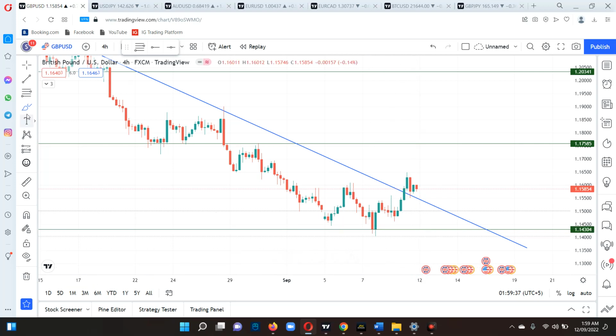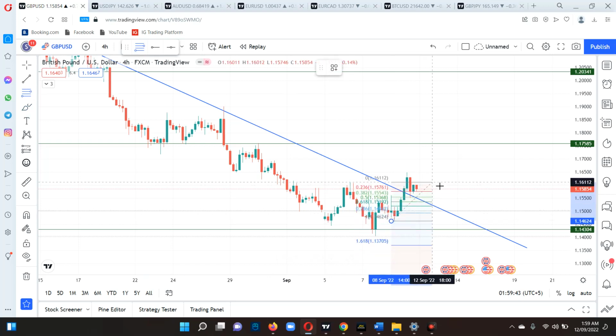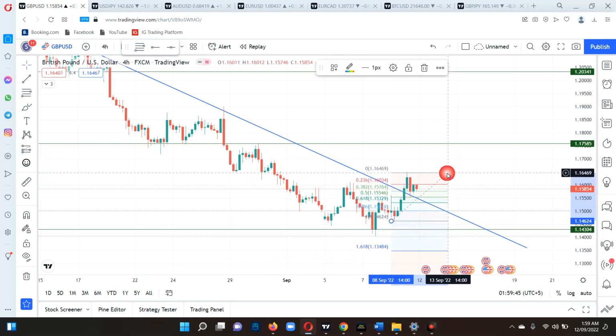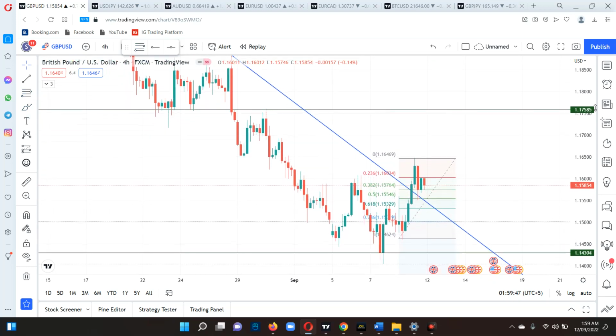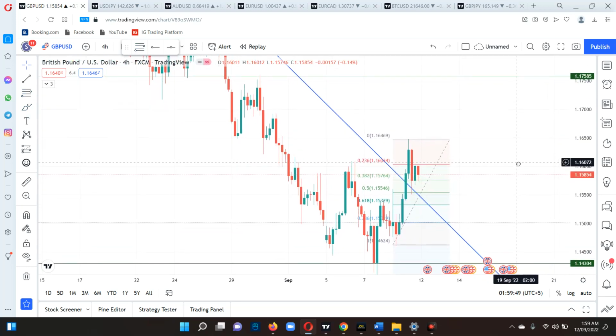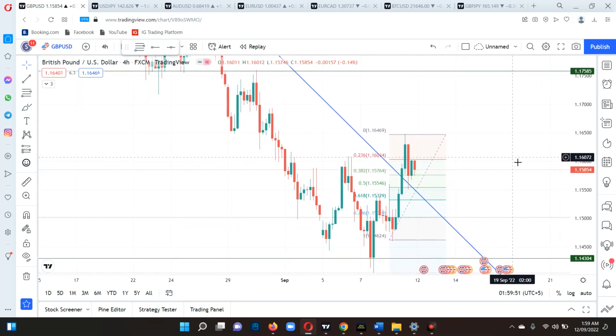On GBPUSD, if I draw the Fibonacci retracement levels from the high impulse to the low impulse, you can see the market has almost given us the retracement. For GBPUSD, I am looking for a buy. So what are the important areas where I can look for a GBPUSD buy trade?